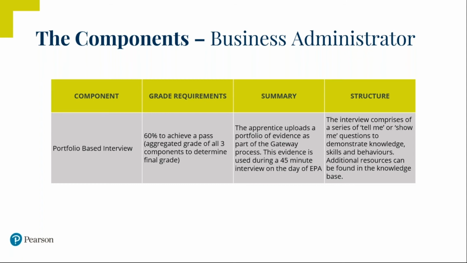Each component must have been completed at a pass to get an overall pass. And if the apprentice gets 200 out of 250 or above, then they can achieve a distinction overall.